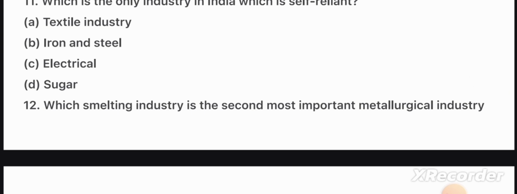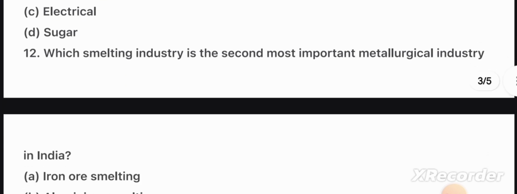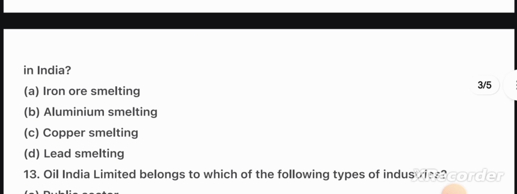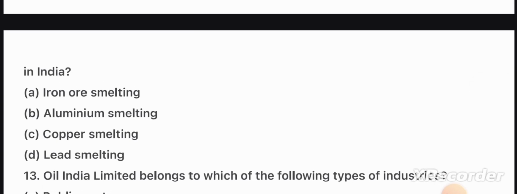11. Which is the only industry in India which is self-reliant? A. Textile industry, B. Iron and steel, C. Electrical, and D. Sugar. Next question 12. Which smelting industry is the second most important metallurgical industry in India? A. Iron ore smelting, B. Aluminium smelting, C. Copper smelting, and D. Lead smelting.